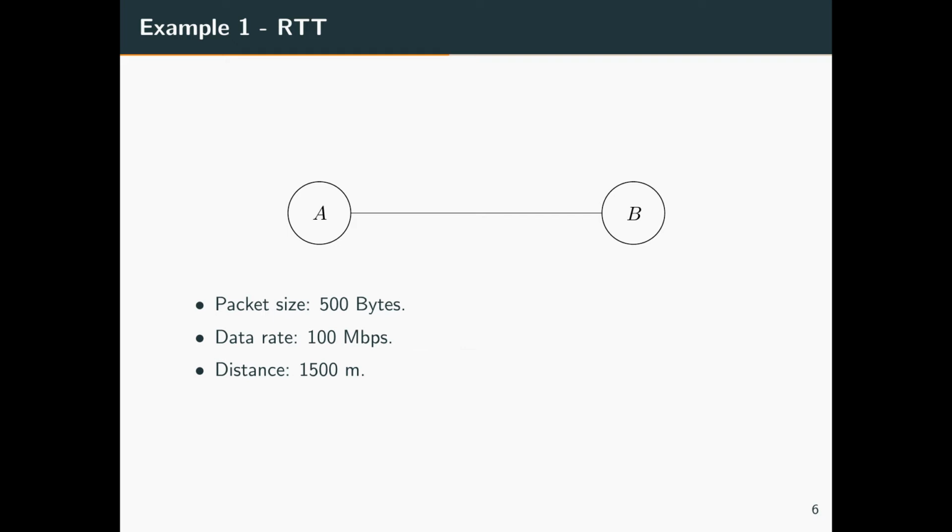So in this example, we'll say that we have a packet size of 500 bytes, a data rate of 100 megabits per second, and we'll say that the distance between A and B, or the length of this communication link, is 1,500 meters.